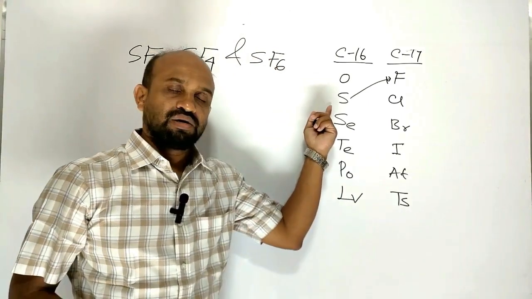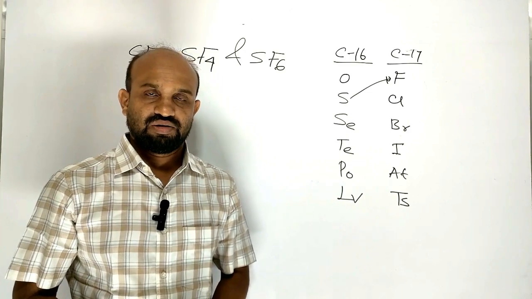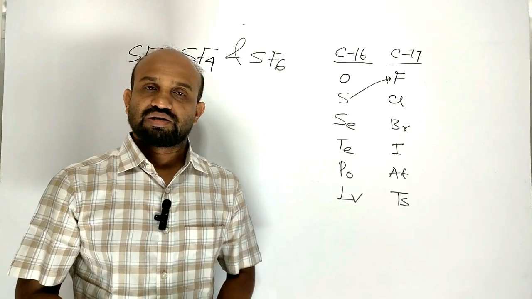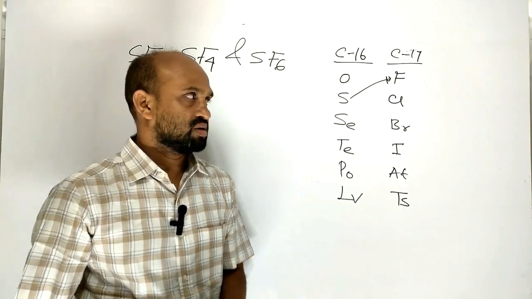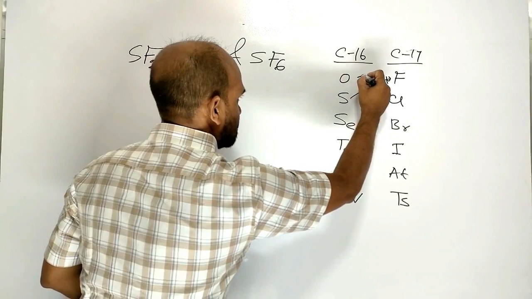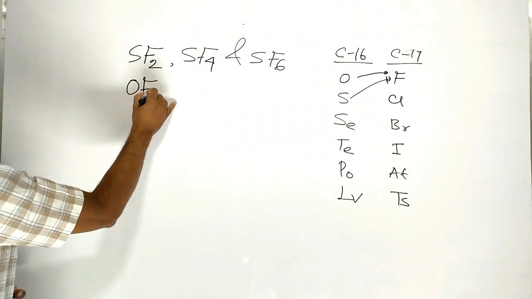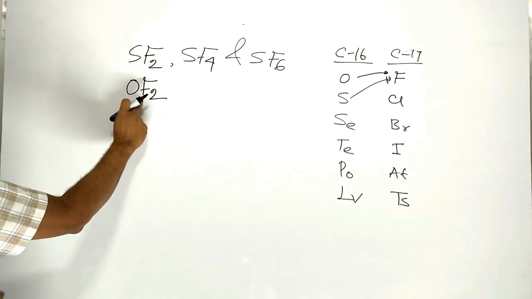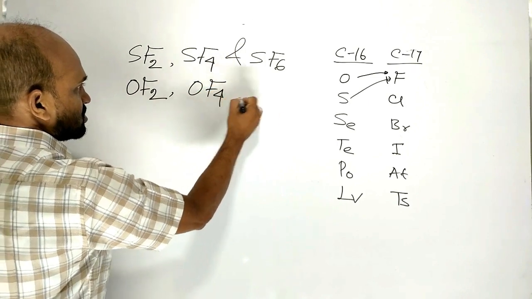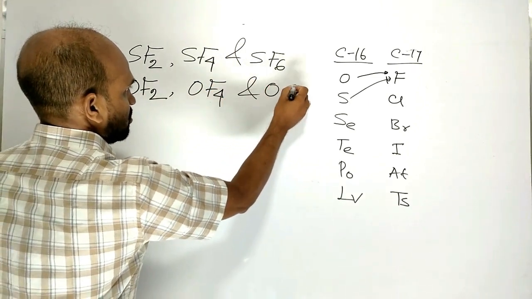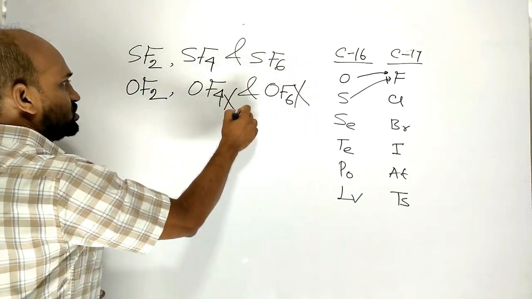Here oxygen belongs to the same column as sulfur. So oxygen and sulfur should be similar in properties. But oxygen with fluorine can form only oxygen difluoride, but oxygen tetrafluoride and oxygen hexafluoride cannot be formed.